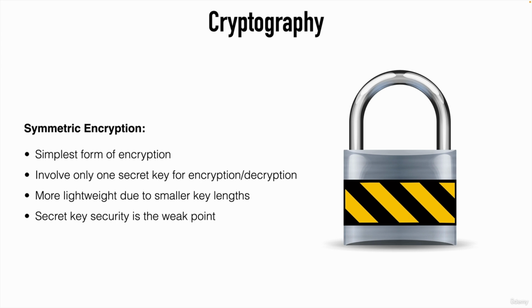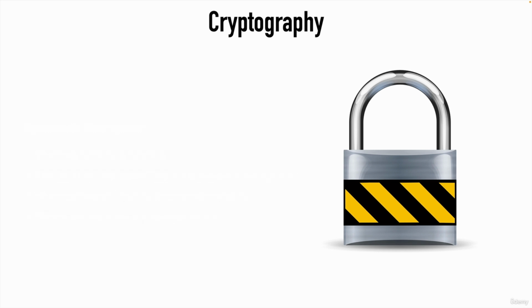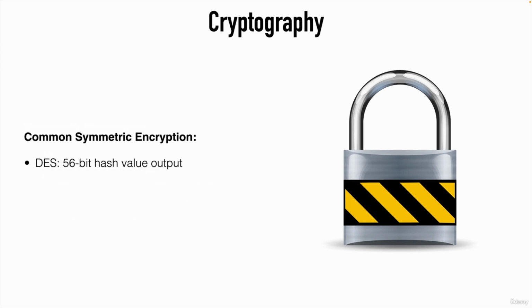Because all parties that are exchanging data must have access to the secret key, there's a higher probability for the key to be unintentionally exposed or maliciously intercepted. Common types of symmetric encryption include DES, which creates a 56-bit hash value output length. This is another algorithm that's considered to be legacy and that should not be used. We also have triple DES or 3DES. This creates 112 and 168-bit hash value output lengths.